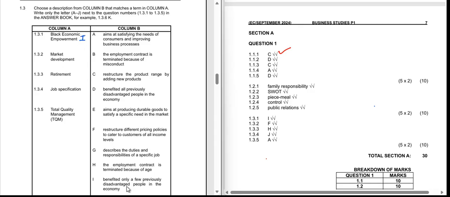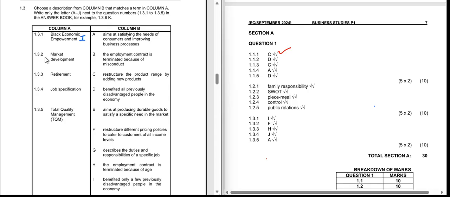Benefited only a few previously disadvantaged people in the economy. That's why there was another one as well that was implemented, which is BBBEE, broad-based black economic empowerment. So this one could not promote everyone or could not benefit all the previously disadvantaged people in the economy.